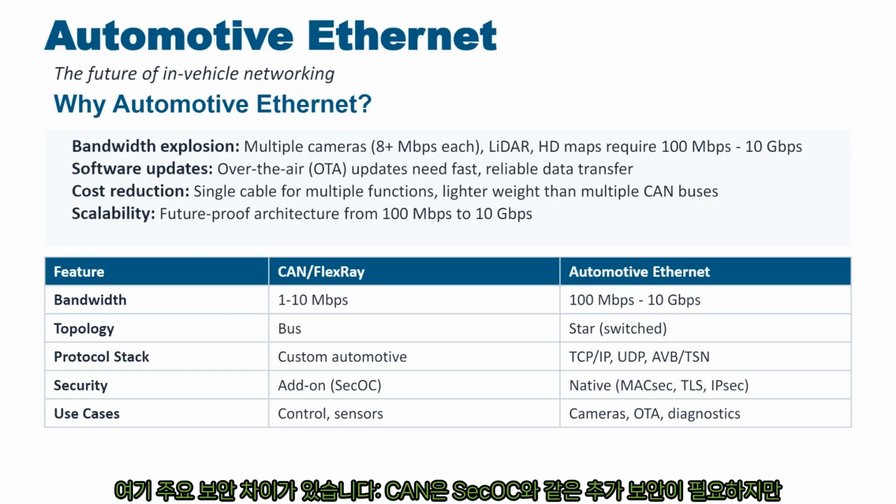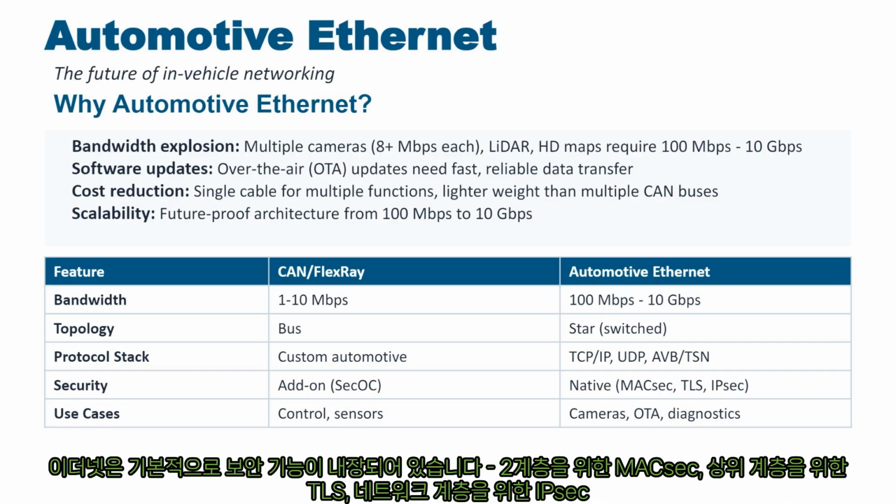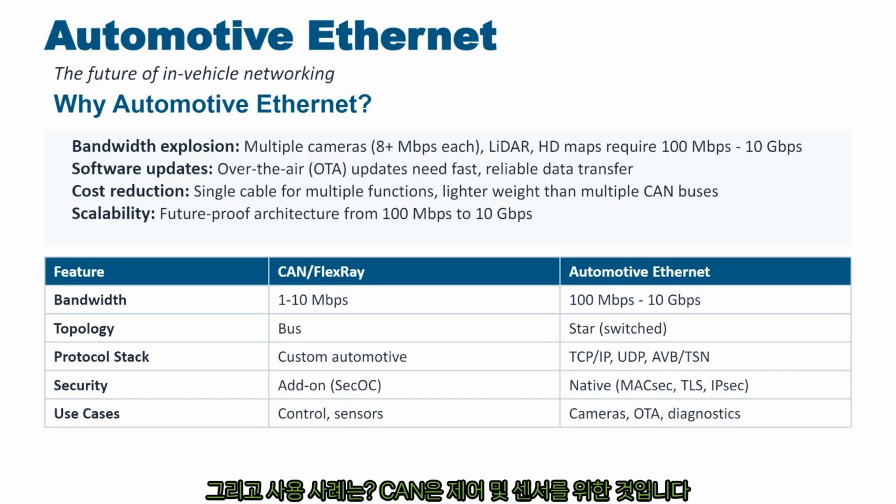Here's the key security difference: CAN requires add-on security like SecOC. Ethernet has native security built in: MACsec for layer 2, TLS for higher layers, IPsec for network layer. And the use cases: CAN is for control and sensors. Ethernet is for cameras, over-the-air updates, and advanced diagnostics. Automotive Ethernet brings the best of IT networking to vehicles.